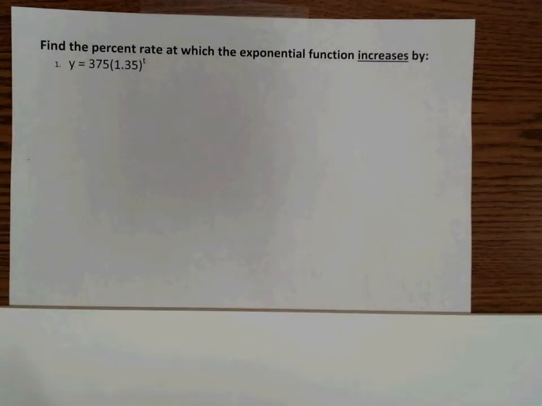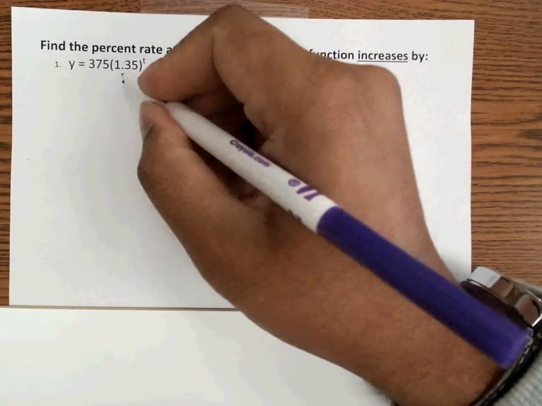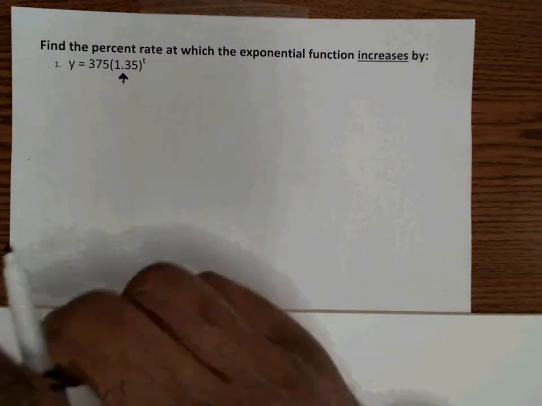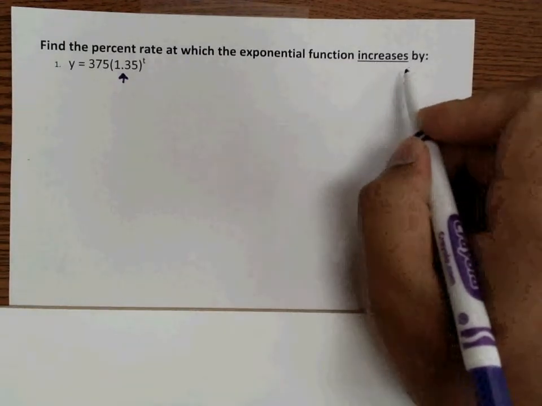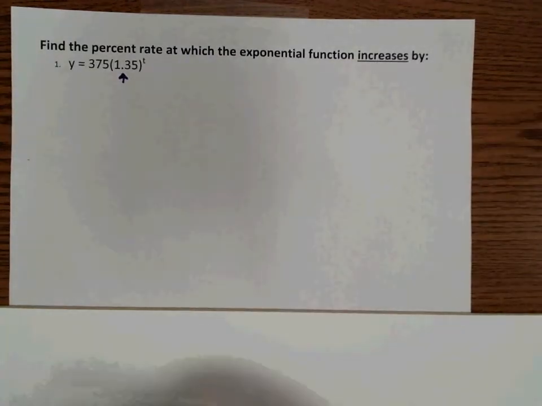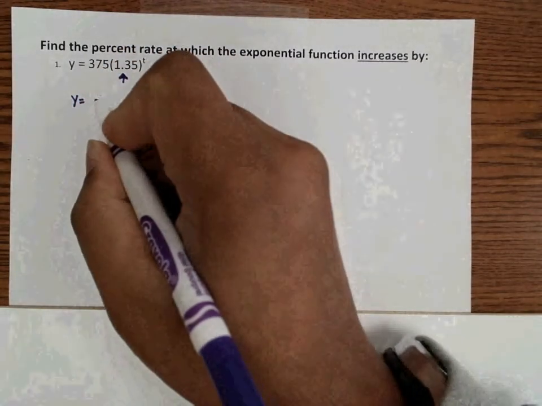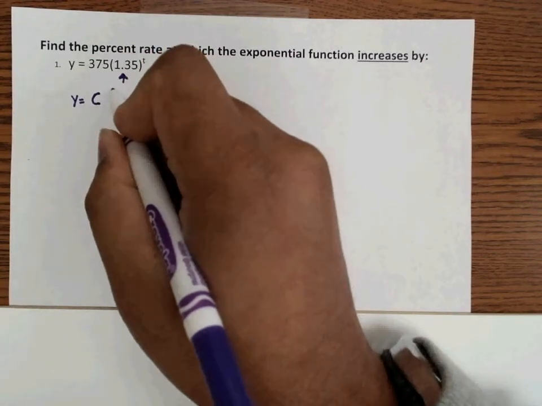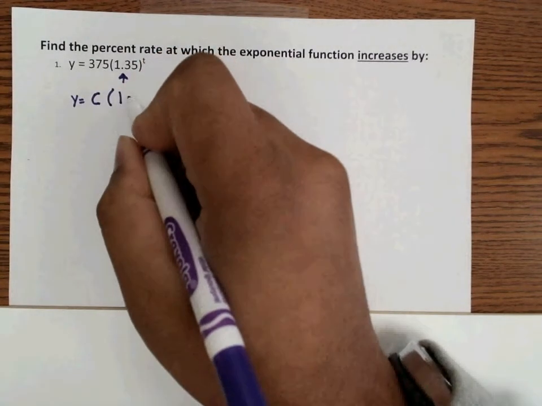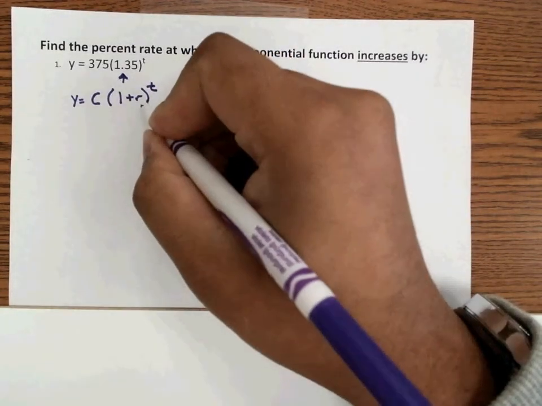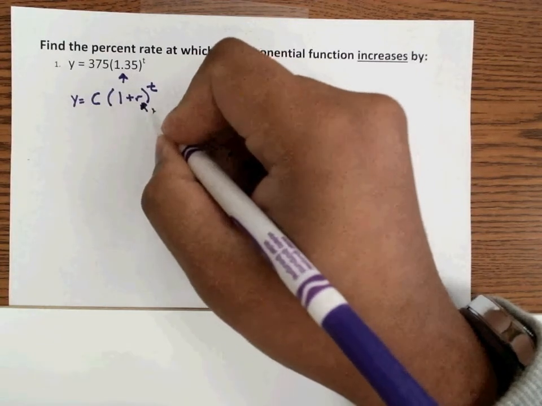The first thing you have to do is be able to identify whether it's an exponential growth or exponential decay problem. In this problem, since this right here is bigger than 1, we know it's going to be exponential growth, and it also increases, so that lets us know it's exponential growth as well. If you remember, the equation for exponential growth is y equals c times (1 plus r) to the t, and r is our percent rate. So that's what we're trying to find.